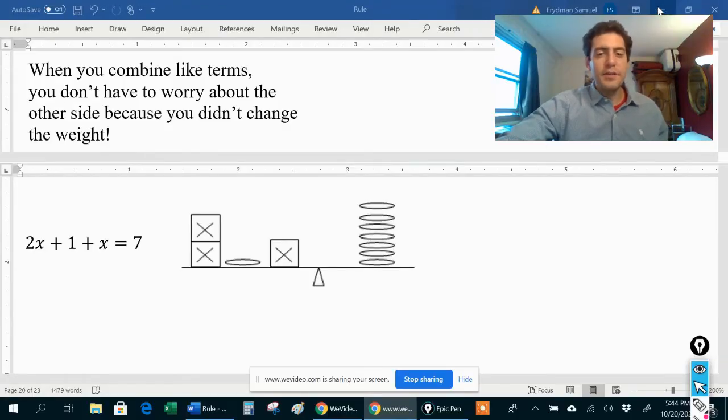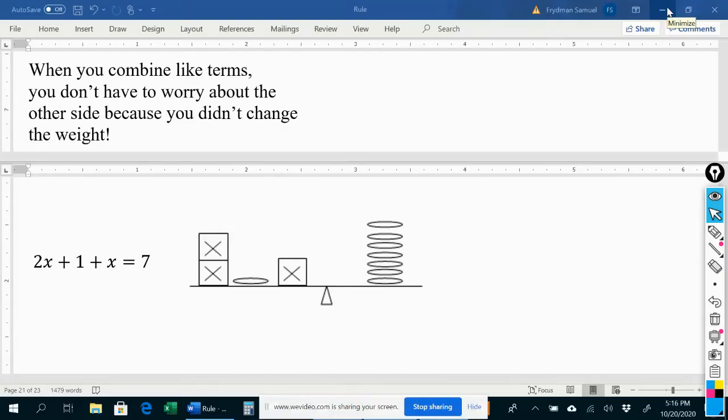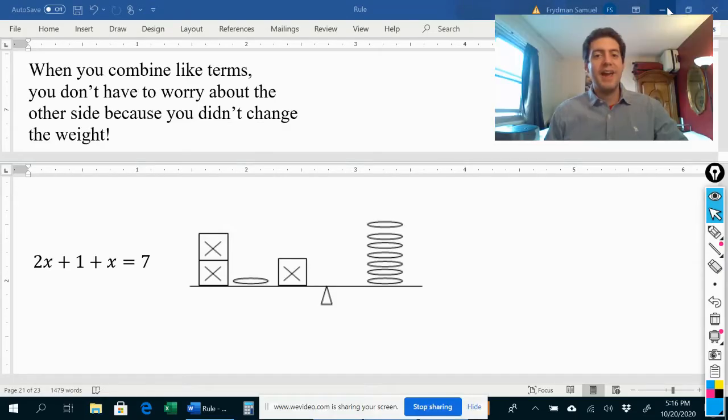Hi everybody! In this video I want to talk about combining like terms and distributing while solving equations. So first thing I wanted to talk about is that when you combine like terms, you don't have to worry about the other side because you didn't change the weight.